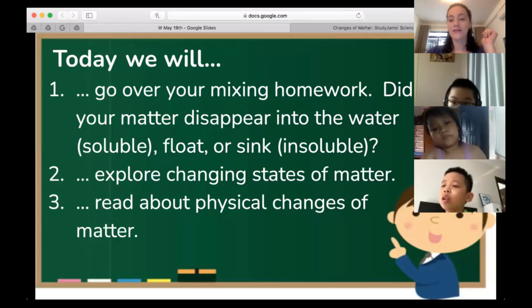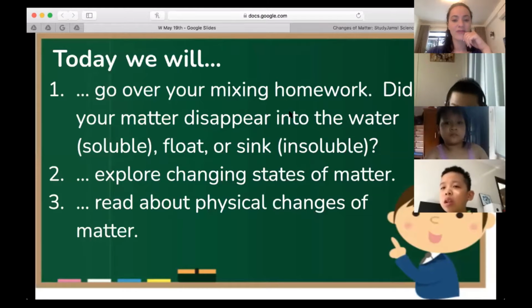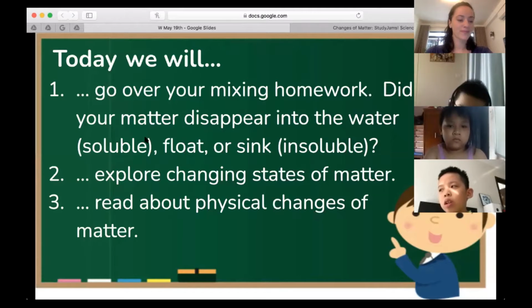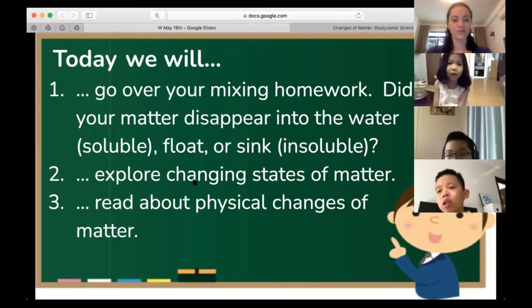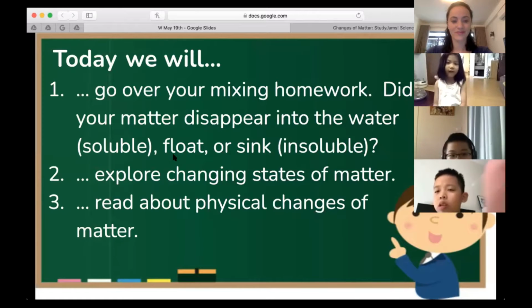Today we will, first one, let's have Moon. Go ahead and do Today We Will and read number 1. Today we will first go over your missing homework. Did your matter disappear into water? Soluble, float or sink? Insoluble. Very good.